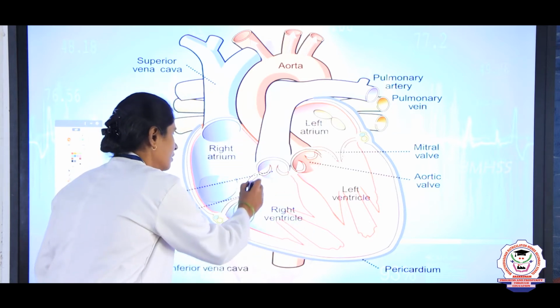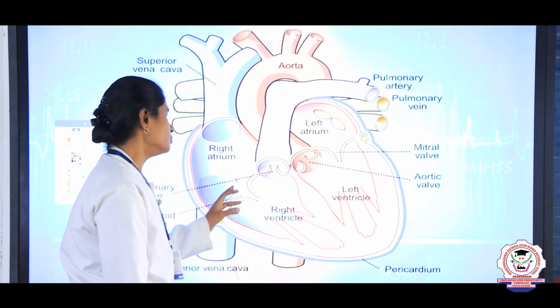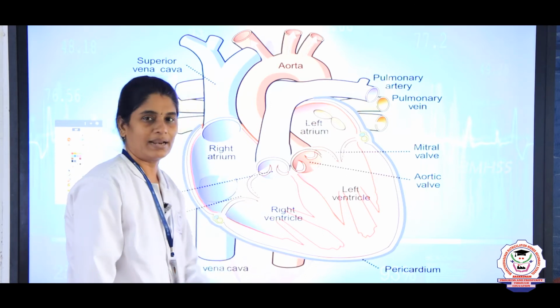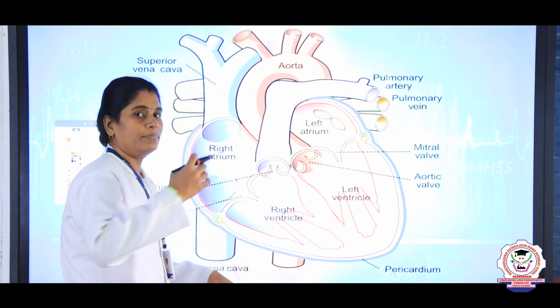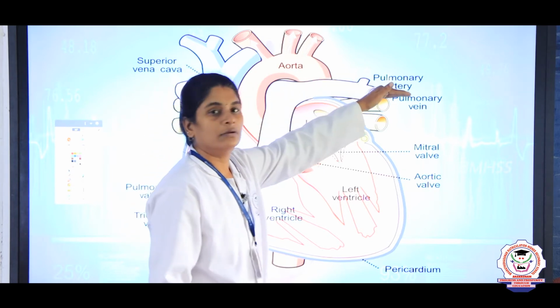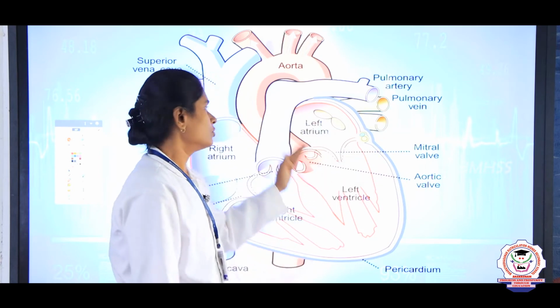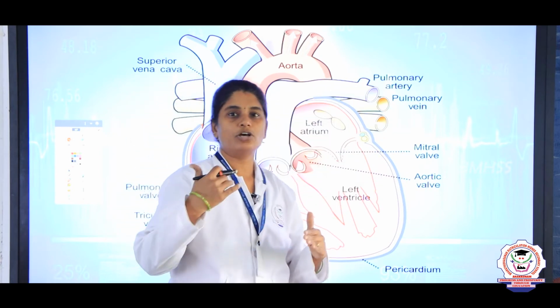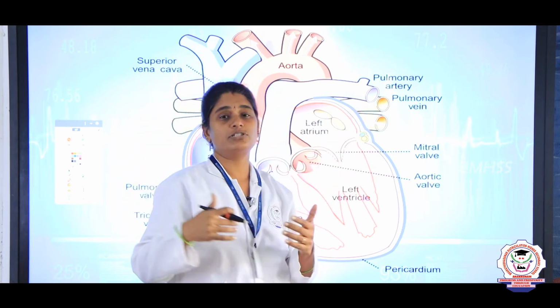This happens through a valve which is known as the tricuspid valve. Through that the blood enters into the right ventricle, and when the right ventricle contracts, the deoxygenated blood is pumped out through a blood vessel which is known as the pulmonary artery. Through the pulmonary artery the deoxygenated blood is sent to the lungs. Pulmonary refers to lungs.